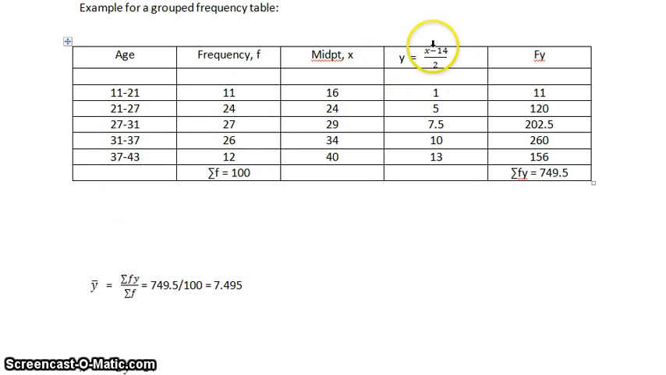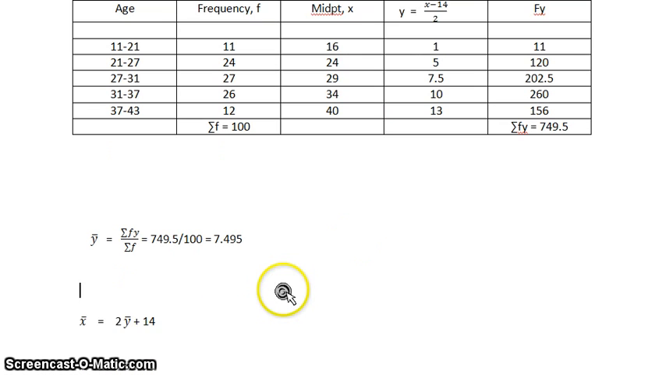We can find x bar, so the mean of our original data set, by rearranging the coding formula and substituting x for x bar and y for y bar. So if we rearrange this, we get x equals 2y plus 14. So x bar equals 2 times y bar, that's 2 times 7.495 plus 14. And if we calculate that, we get 28.99. We'll just check, that looks like a reasonable estimate for the mean age.